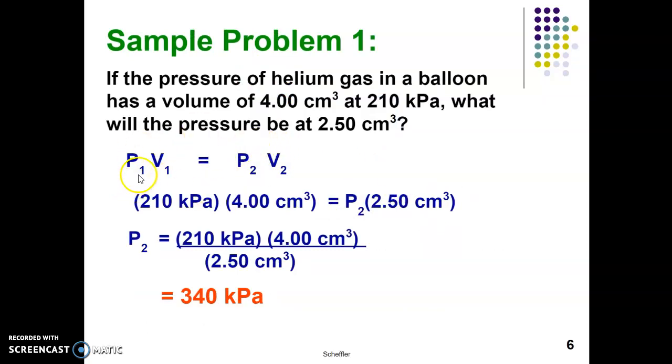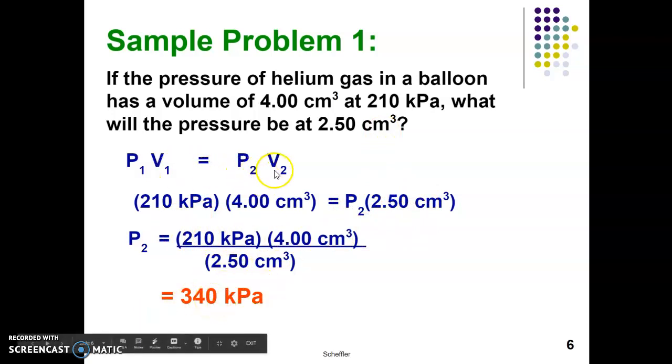Here is a sample problem. P1 V1 is equal to P2 V2. So pressure 1 times volume 1 is equal to pressure 2 times volume 2. They took 210 kPa, that's right here, times 4 centimeters cubed, that's our volume. What will the pressure be at 2.5 centimeters cubed? 2.5 centimeters cubed is our volume, divided over, and you get 340 kPa.